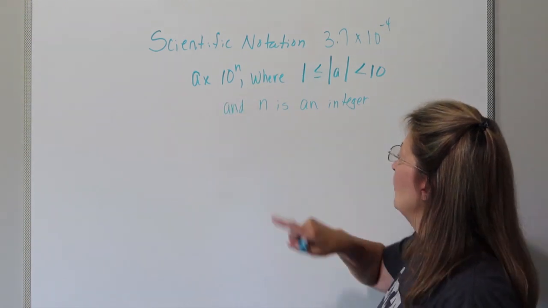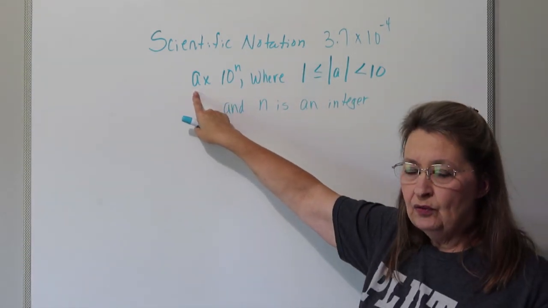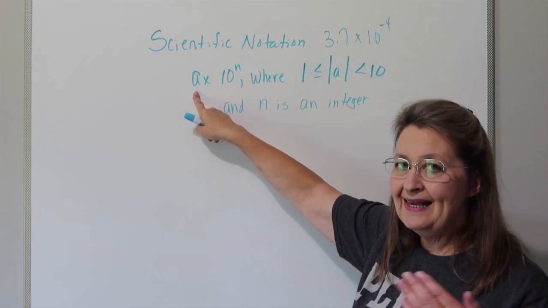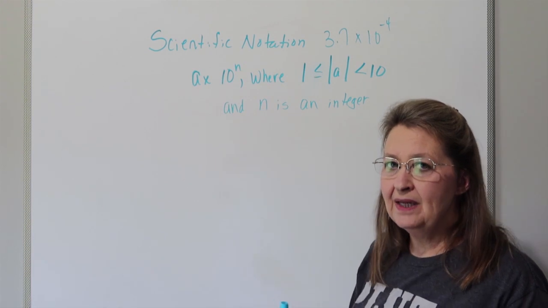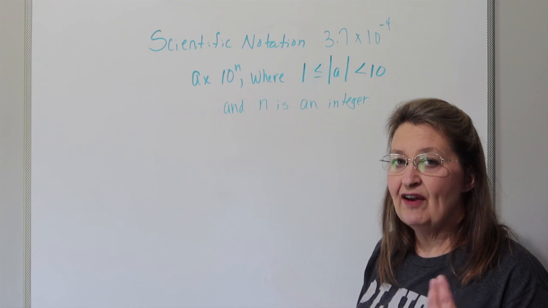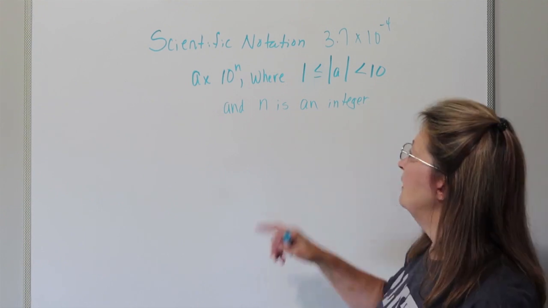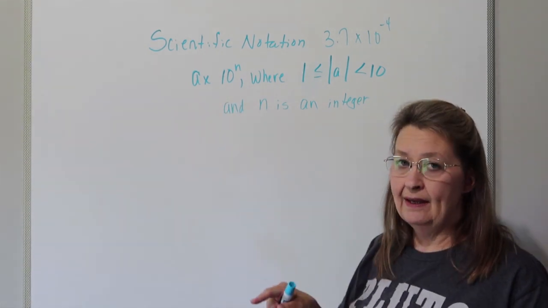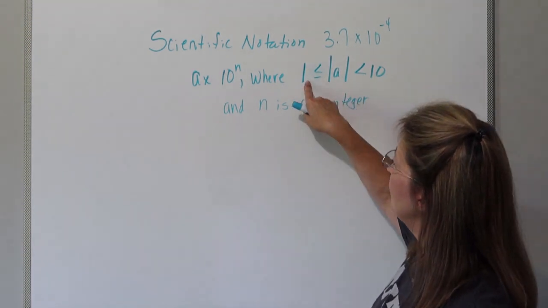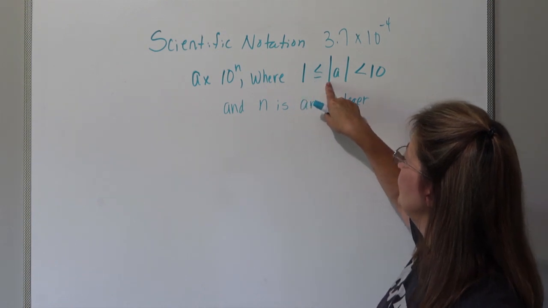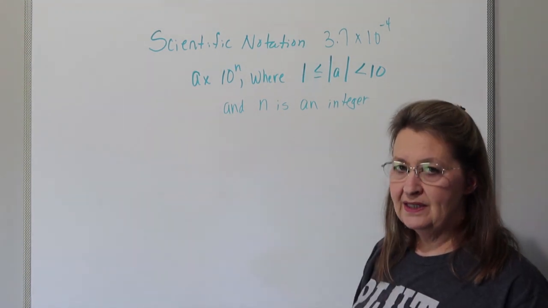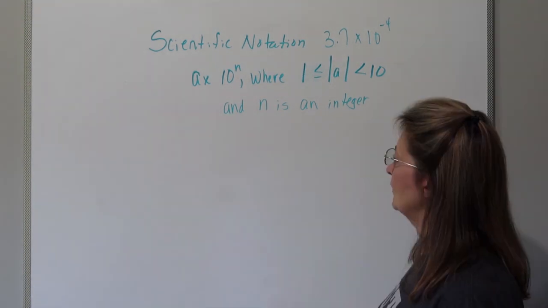Now what about this number? Well, the absolute value of this number. Now pay attention to that. The absolute value. It doesn't mean that A can't be negative. A can be negative. Don't let anybody tell you that it can't be negative, because I've actually heard teachers say this number can't be negative. It can. But the absolute value of it has to be such that 1 is less than or equal to it, and 10 is greater than it. So it has to be in between 1 and 10. It can't even be a 10.